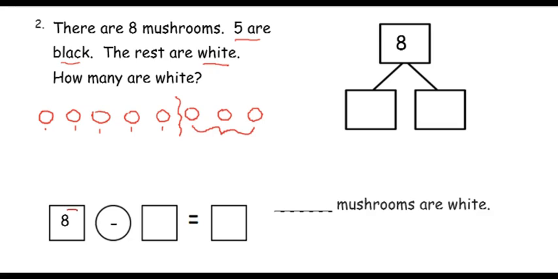To fill in our number sentence, we started by drawing 8 mushrooms. We separated out the 5 that were black, so we took those away, and that showed us that 3 mushrooms are white because there were 3 mushrooms left over. For the number bond, we'll show how we decomposed this situation. We had 8 mushrooms. We decomposed it into 5 mushrooms that were black and the remaining 3 mushrooms that are white. And we'll fill in our final answer statement.